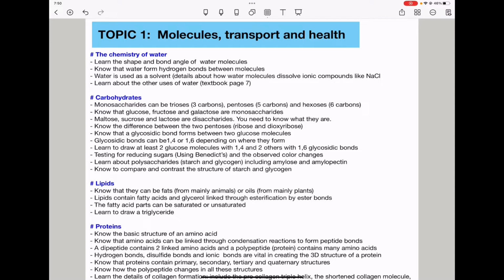You need to know that water is used as a solvent, and the details of how water acts as a solvent in dissolving ionic compounds like sodium chloride. You need to learn about other uses of water as indicated on page 7 of your textbook.